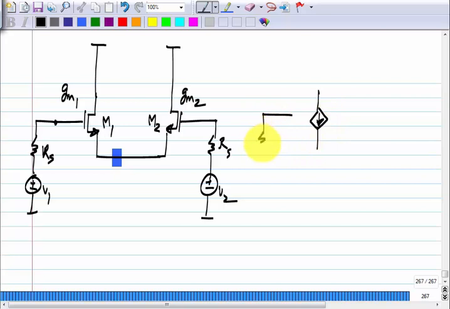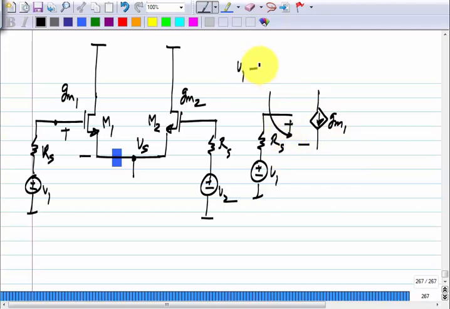I will have V1 here, RS, this is GM1 times the voltage difference between these two. So, let me label this incremental node voltage as Vs. Across this we will have V1 minus Vs.